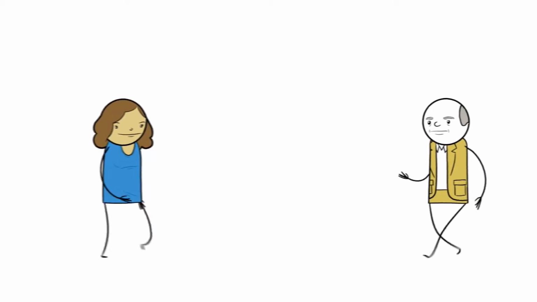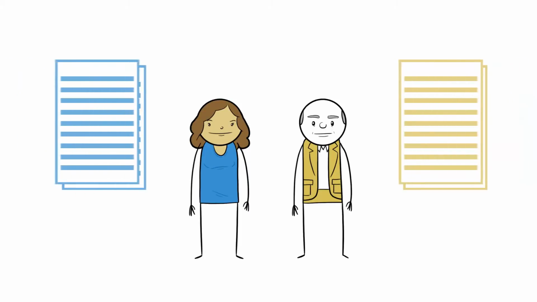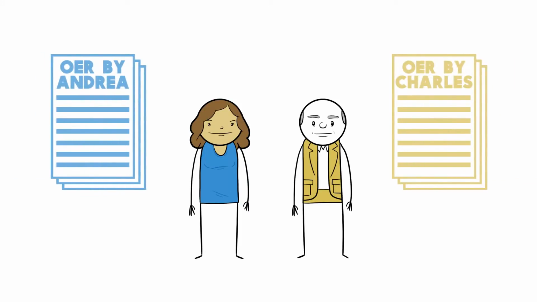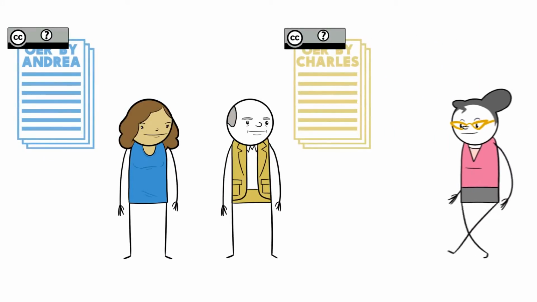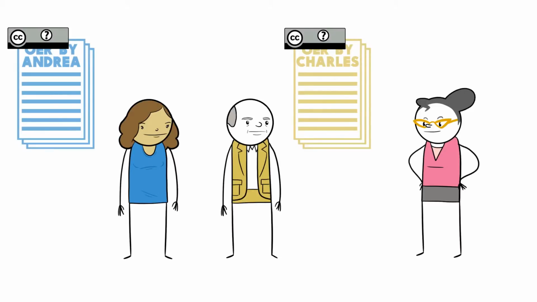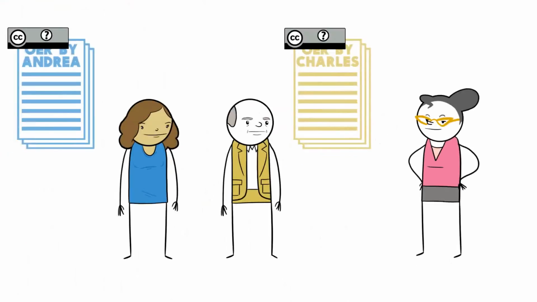This is Andrea and Charles. Hi. Hello. They are each developing their own chapters of an open textbook to be licensed separately. That's right. When they have questions about which license to use, they ask Beth, the scholarly communications librarian. Beth is considered the leading expert on campus in Creative Commons licensing. Most people think she's pretty cool. Andrea and Charles would agree.